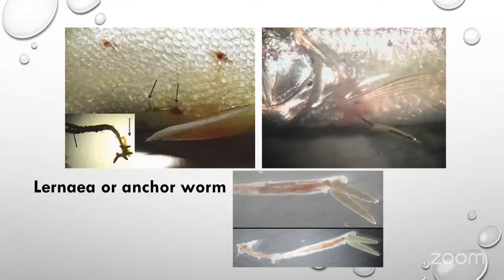Observe these slides. So Lernaea or anchor worm, this is how the anchor worm looks. And these are the worm-affected areas of the fish body. And here this is one worm and here is one worm.